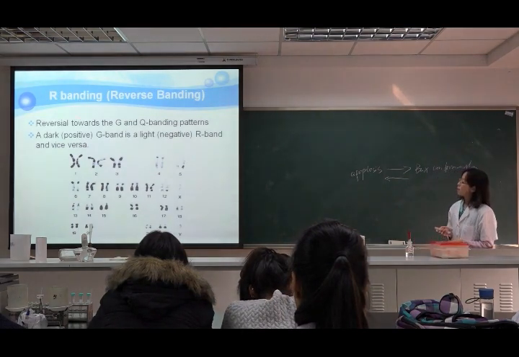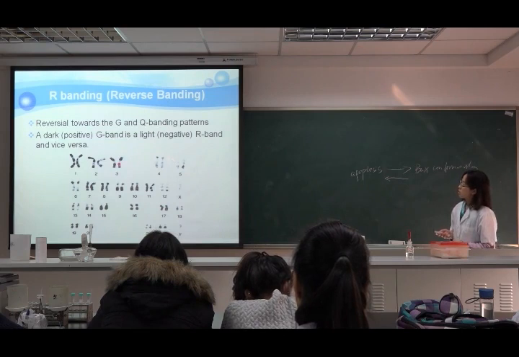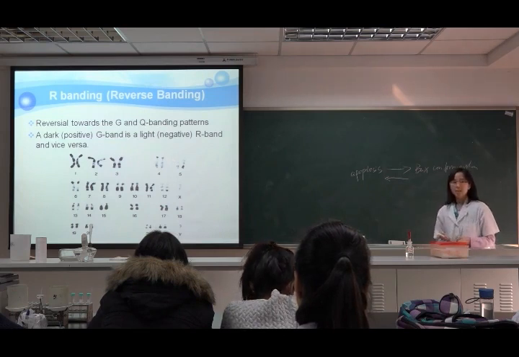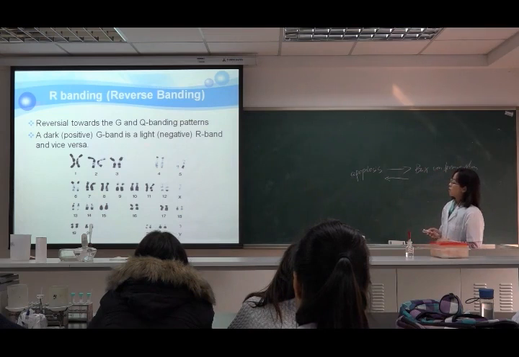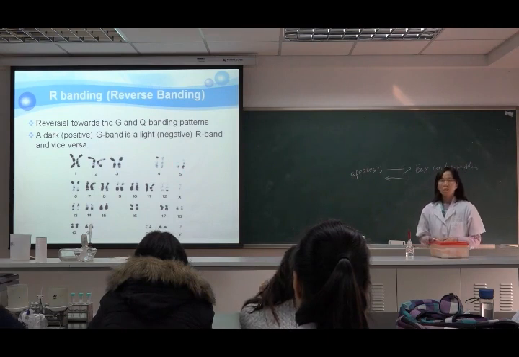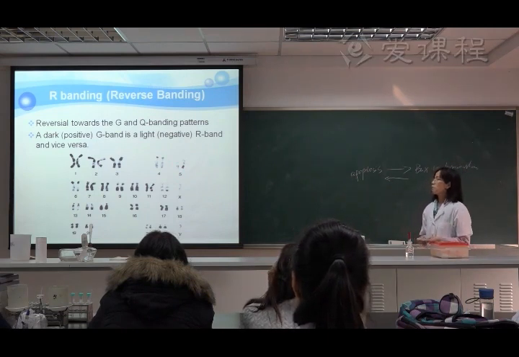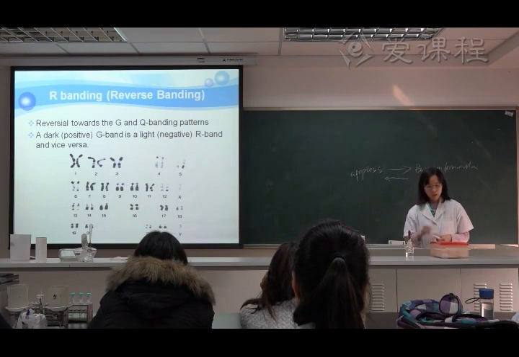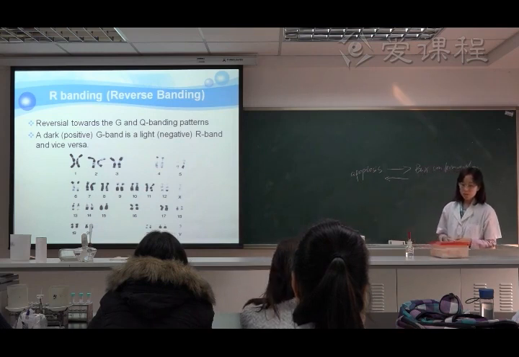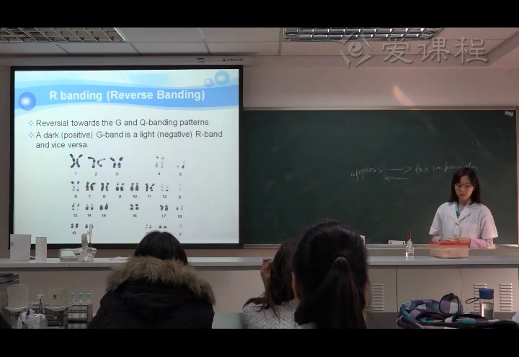However, R banding is not the same. R banding is the reverse of G banding. That means what is dark in G banding and positive in Q banding is here a light or negative R band. If in Giemsa banding the band is light, then here it is dark. So this is R banding, named because it is reverse banding.